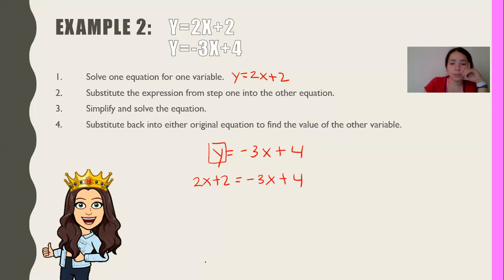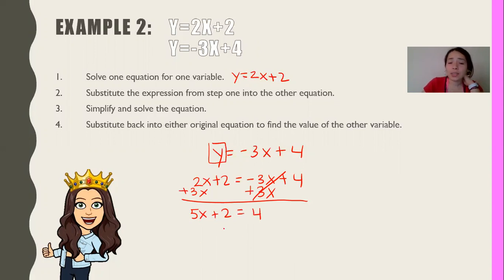Okay, like that. And then we're going to make sure that the x's are on the same side, and that x is by itself. So the first thing I'm going to do is combine the x's. Hopefully you remember this: whatever you do to one side, you do to the other. So we add it to this side. That becomes 5x. That leaves me with plus 2 equals 4.